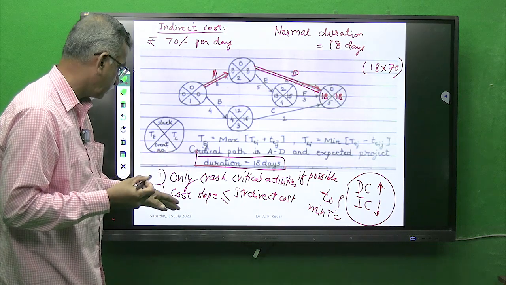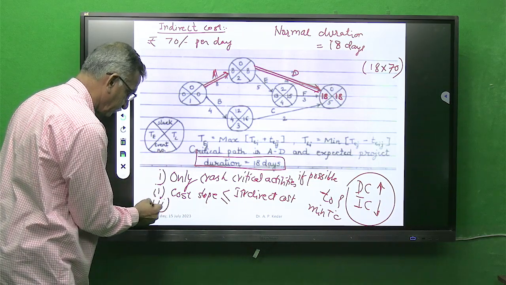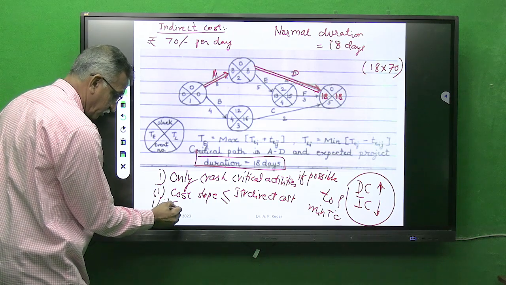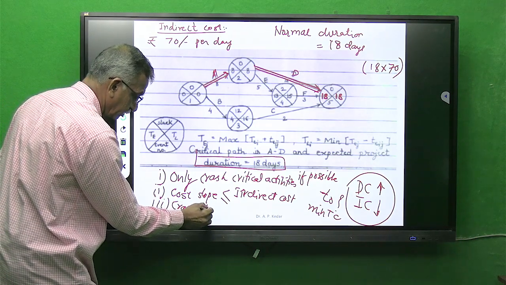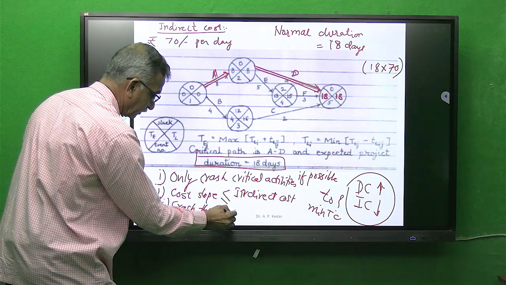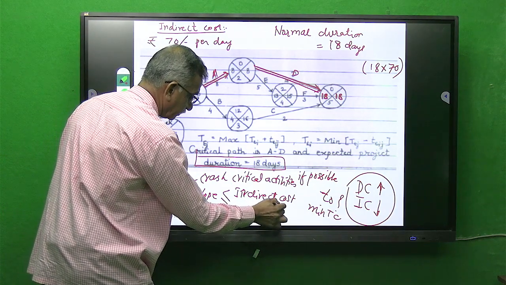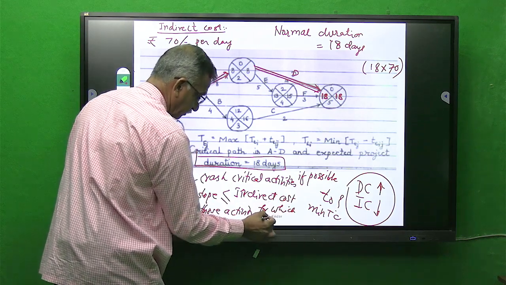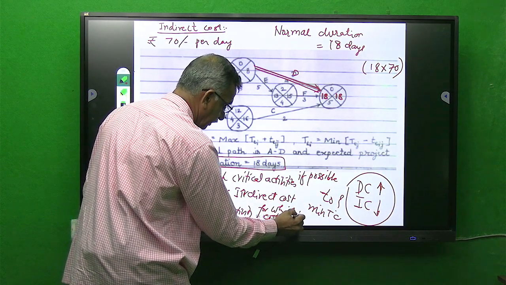So the third key is: crash those activities for which the cost slope is less.